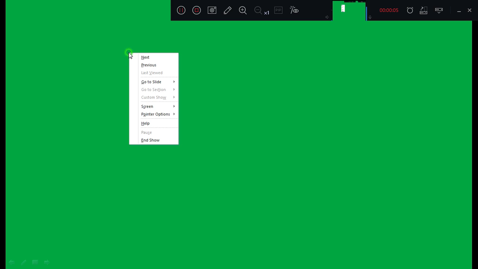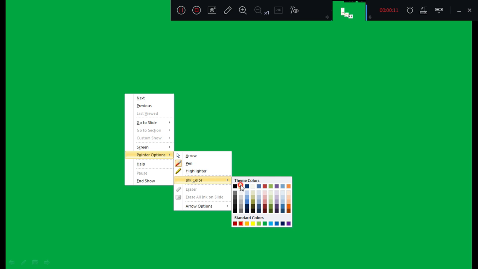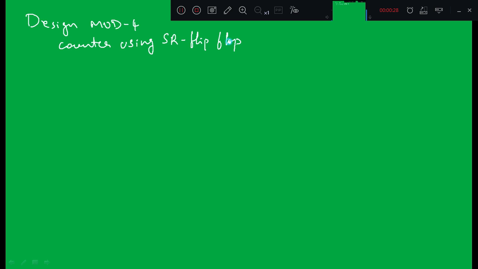Good morning, students. So in the last class we discussed design of counters using JK flip-flop, and in today's class we will see the design of counters using SR flip-flop. So first we will design a mod 4 counter using SR flip-flop, right? So first we need to write the truth table of SR.